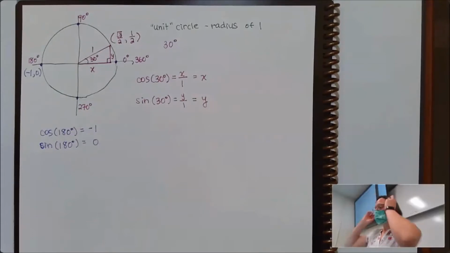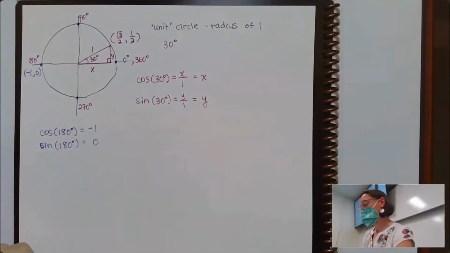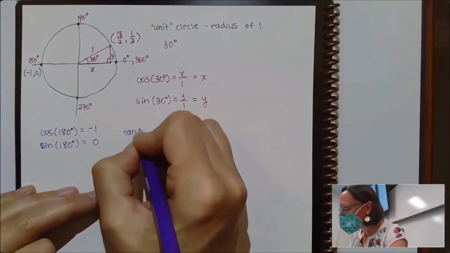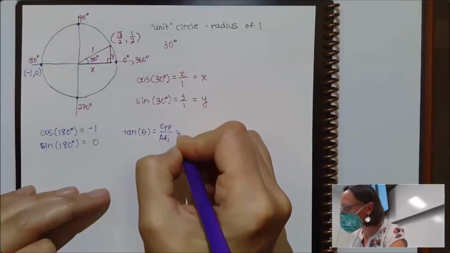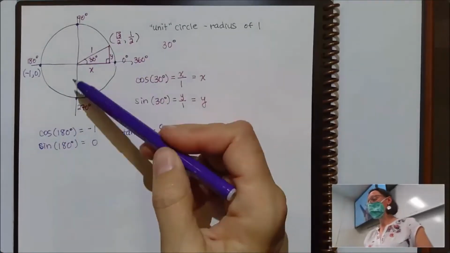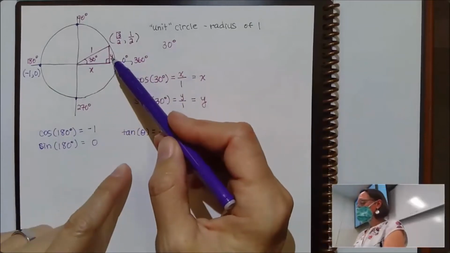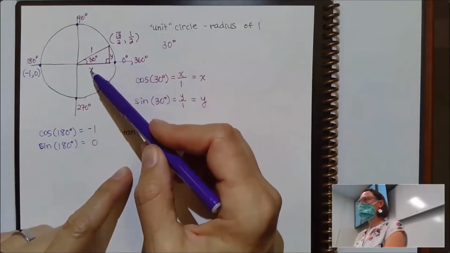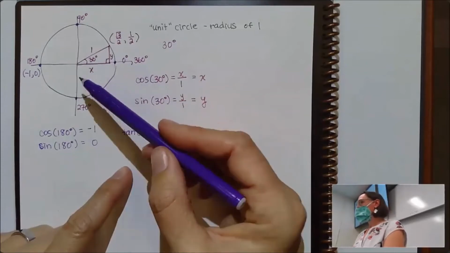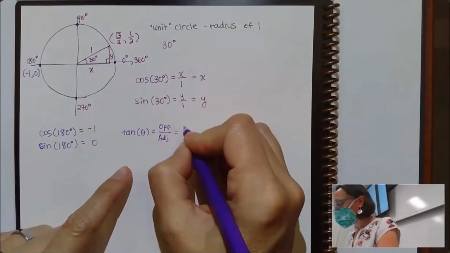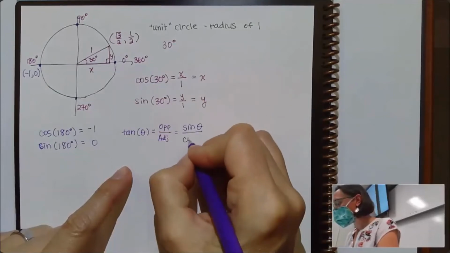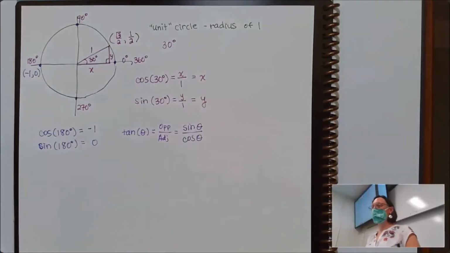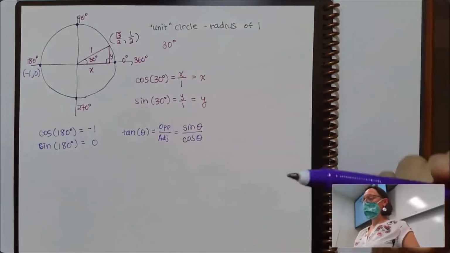There's a special thing with tangent that I didn't mention at the beginning, but now's a good time. Since tangent of an angle is the opposite over the adjacent, if we think about how I've defined things on the unit circle, that means that tangent would be the y value over the x value. And our y value came from sine, and our x value came from cosine. So tangent of theta is equal to sine over cosine. And that's going to be important for us.